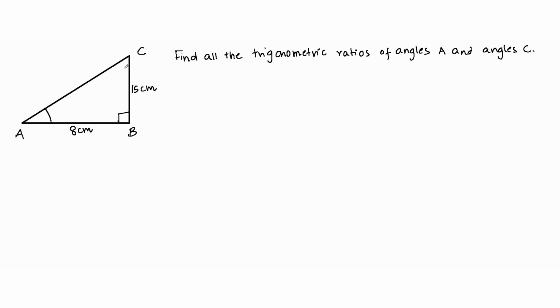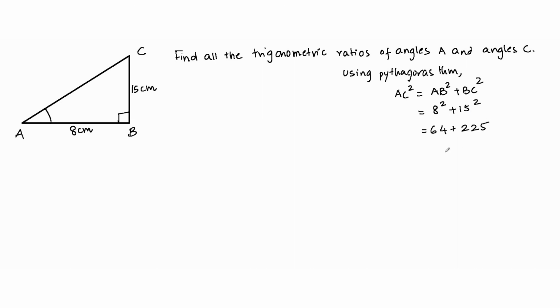So now I can first use Pythagoras Theorem to find the length of AC. So I will say using Pythagoras Theorem, I get AC square is equal to AB square plus BC square, which is 8 square plus 15 square. 8 square is 64, 15 square is 225, that equals 289. So AC square is equal to 289, which means AC is the square root of 289. Square root of 289 is 17 centimeters. So the length of the hypotenuse is therefore 17 centimeters.